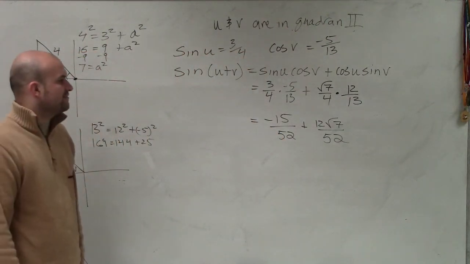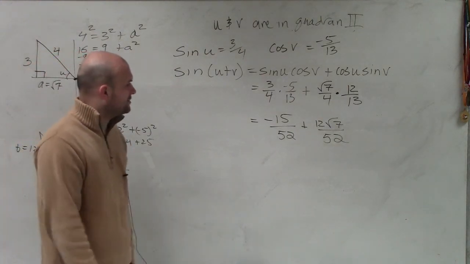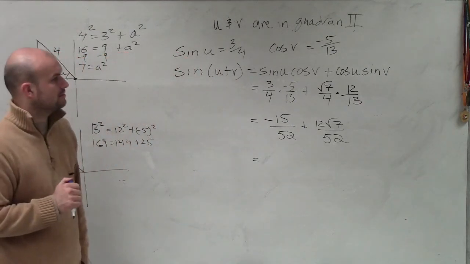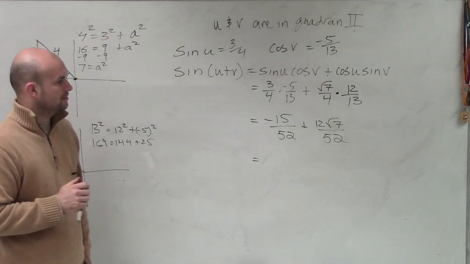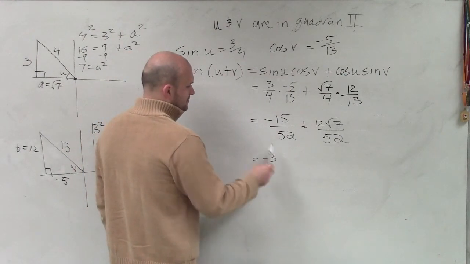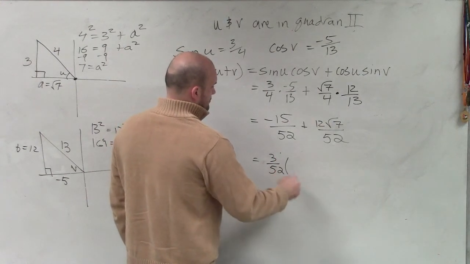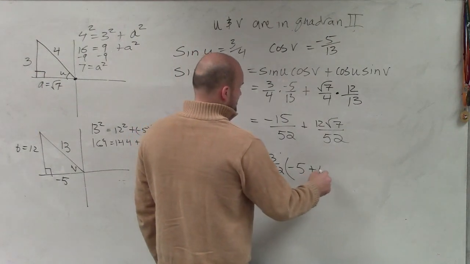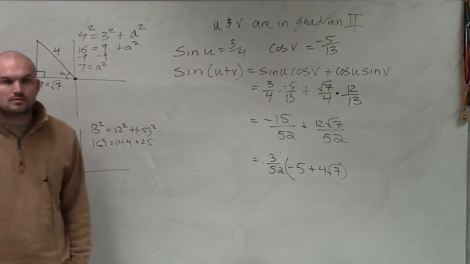And I think you could factor out a 3 up top, and you could factor out a 52. So when I factor that out, if I take out a positive 3, I'll have a negative 5 plus 4.